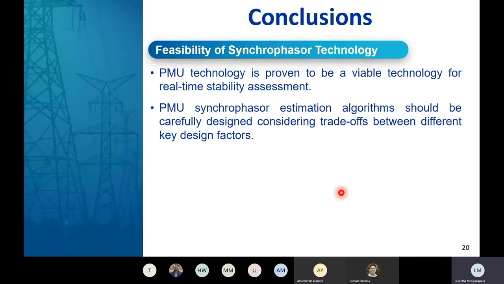And as a conclusion, we analyzed the feasibility of synchrophasor technology. And of course, it's a viable technology for real-time stability assessments. The PMU synchrophasor estimation algorithm should be carefully designed, considering the trade-off between different key design factors, which are noise immunity, time alignment, and reporting latency. Each factor is interrelated with the others. If you try to improve one factor, for example noise immunity, then it could affect the other parameters. So these key aspects need to be considered when it comes to synchrophasor estimation algorithm development.